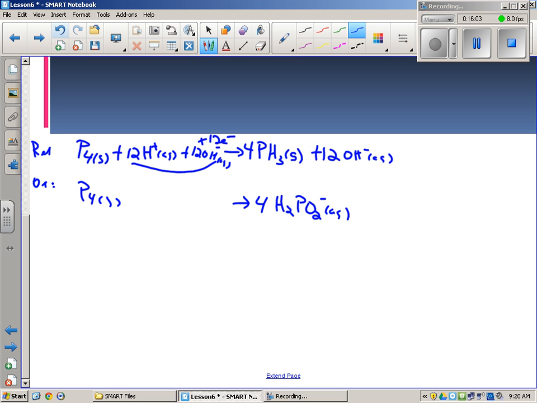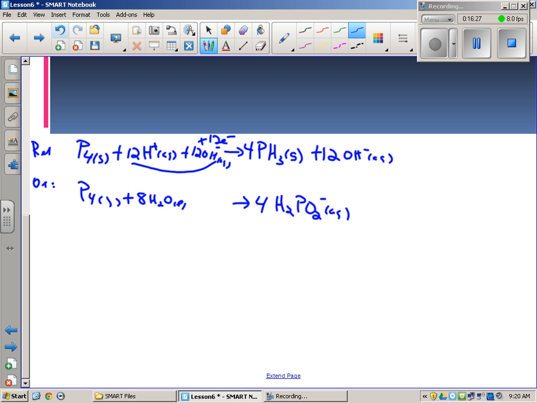4 P's, 4 P's. I need 8 O's, so I'm going to add 8 waters to this side. 8 O's. I got 16 positive on the left side. I have 16 hydrogens on the left side. I have 8 hydrogens on the right side.